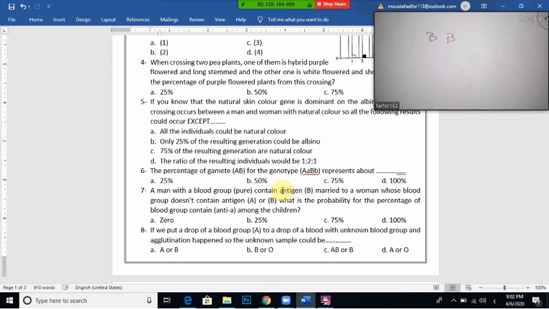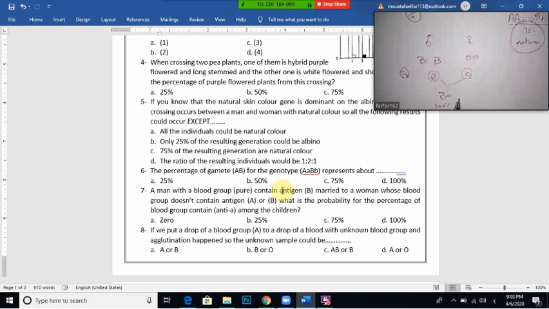So the probability of the percentage of blood groups containing anti-A among their children. So we can make it. This is the man whose genetic structure is B capital B capital, and this is the woman, which is O blood group. Their gametes will be B and O. And after fertilization, all the resulting individuals, 100%, are BO. So the phenotype of BO is B blood group.